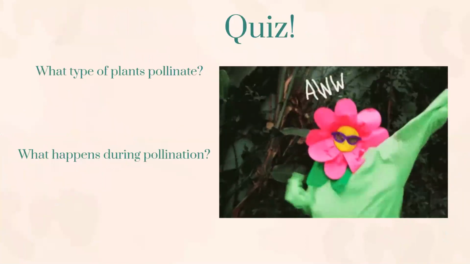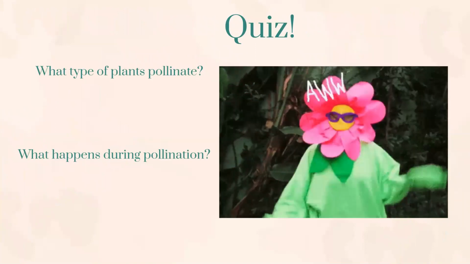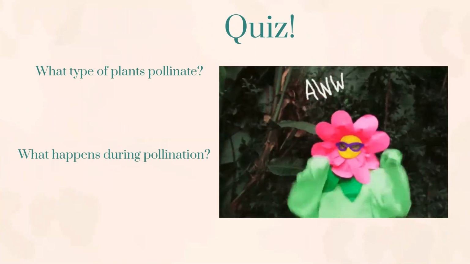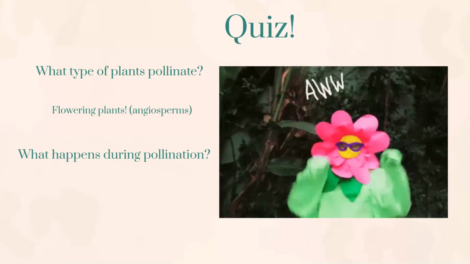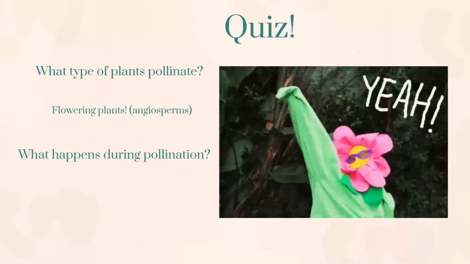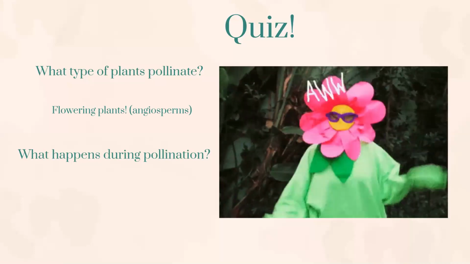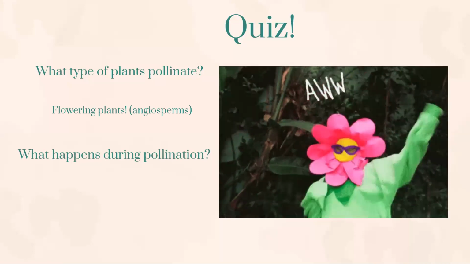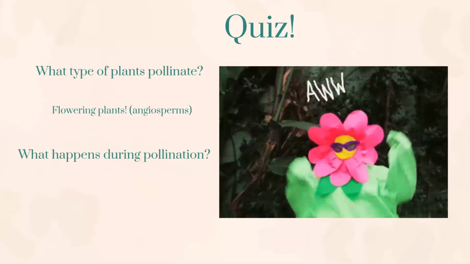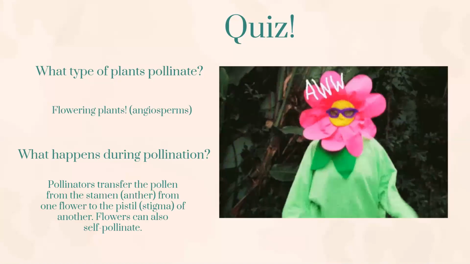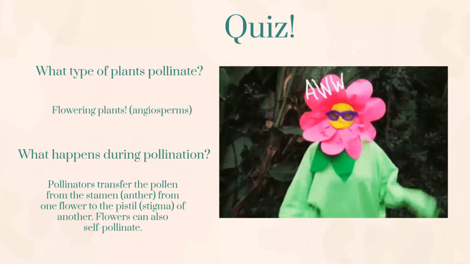What types of plants pollinate? This is open-ended, so I'll give you 15 seconds. The correct answer is flowering plants, or angiosperms. So what happens during pollination? Write down your answer and I'll give you 20 seconds. Your answer should be related to how pollinators transfer pollen from the stamen or anther from one flower to the pistil or stigma of another. You can also talk about self-pollination.